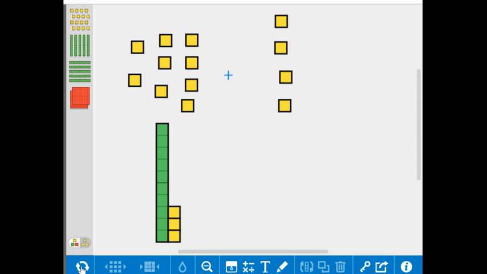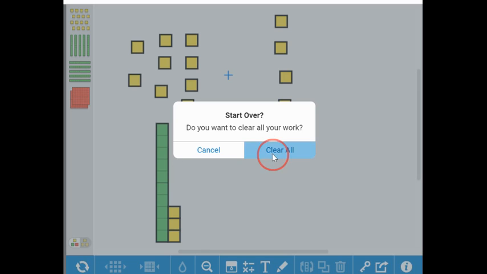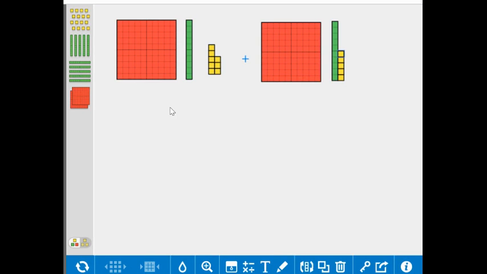Let's try a more difficult one. If I have 1 and 18/100ths plus 1 and 15/100ths, I need to start with my hundredths, just like we start with our ones when we're adding whole numbers. So I have 5 plus 8. Well, 5 plus 8 makes 13. So I cannot write 13 in the hundredths place.